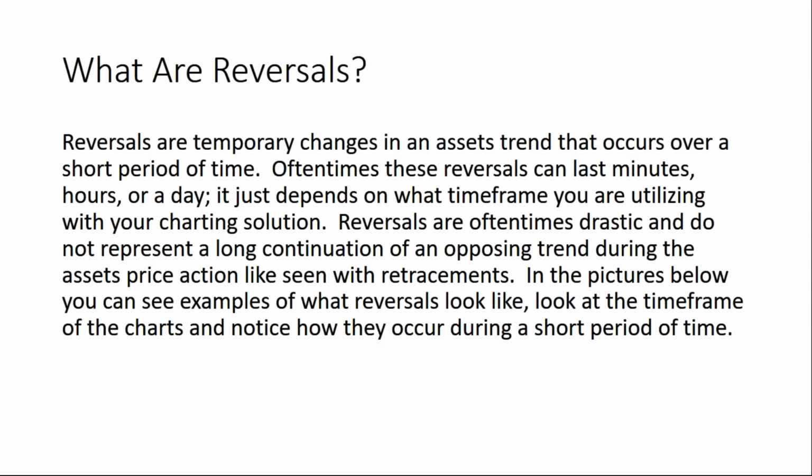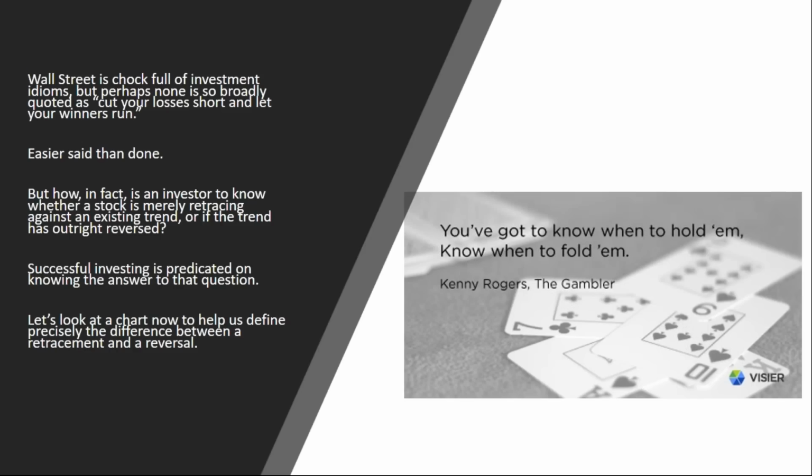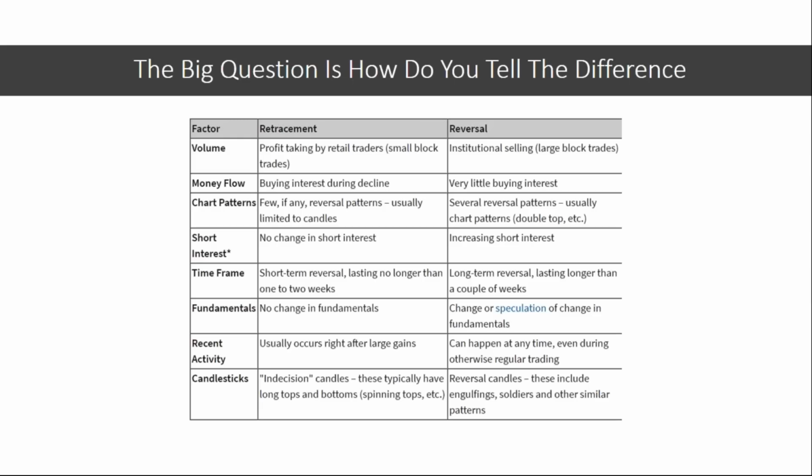In the picture below, you can see an example of a reversal, and I'll show it to you better in a second. But it is all about how you react to these. So the question is, how is an investor to know whether a stock or an asset is merely retracing against an existing trend, or if the trend is an outright reversal? Successful investing is about knowing the answer to that question. So let's take a look at charts.